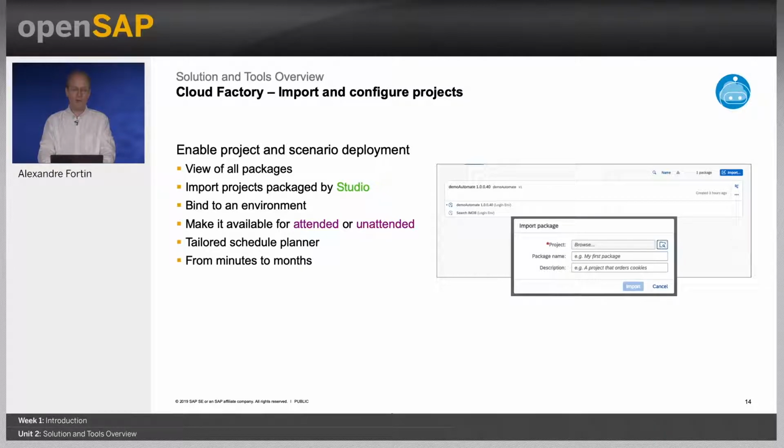In attended usage, you simply define the environment and the date ranges. In unattended usage, you can specify, in addition, which scenario will be used. A powerful planner gives you the ability to define some time window for which a process should be executed or not. And for unattended usage, you can define the schedule from minutes to months.